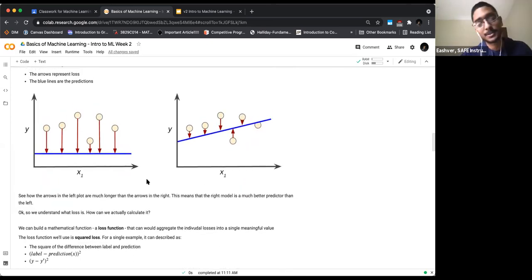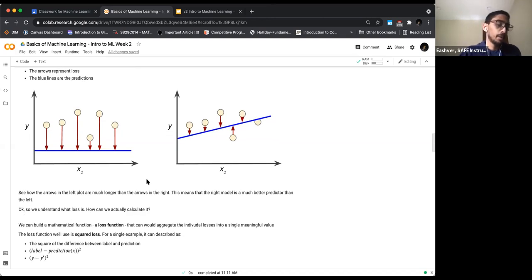So we can build a mathematical function, right? This is what we call a loss function. And that would aggregate the individual losses into a single meaningful value so that we can compare our models. The loss function we'll use is what we call squared loss. For a single example, it can be described as the difference between our label and our prediction, and then square that. So you take this distance and you square it, and that's our loss for that example.